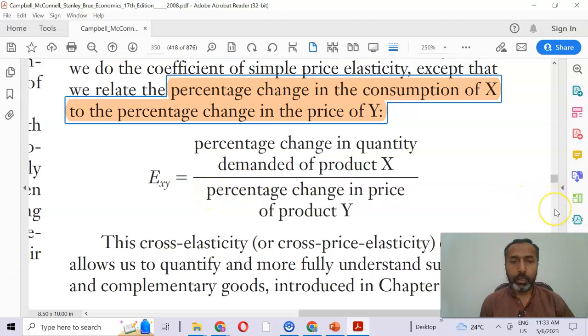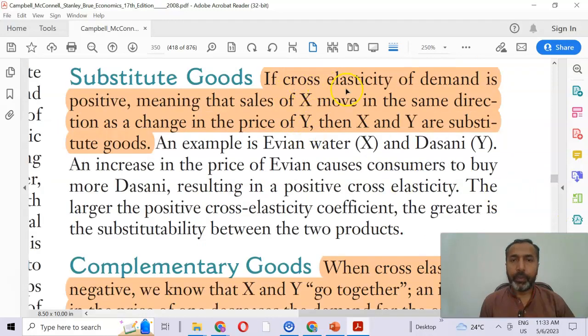So, here we can conclude that if cross elasticity of demand is positive, meaning that the sale of one product moves in the same direction as the change in the price of the other product, then these two products X and Y are substitutes. Examples are Pepsi and Coke, because they are substitute products. If the price of Coke increases, the demand for Pepsi will also increase.